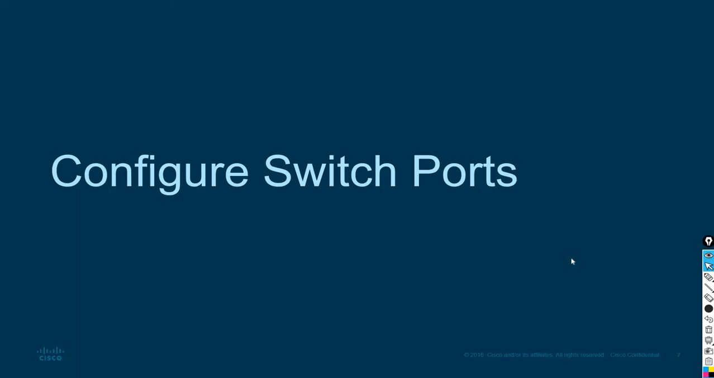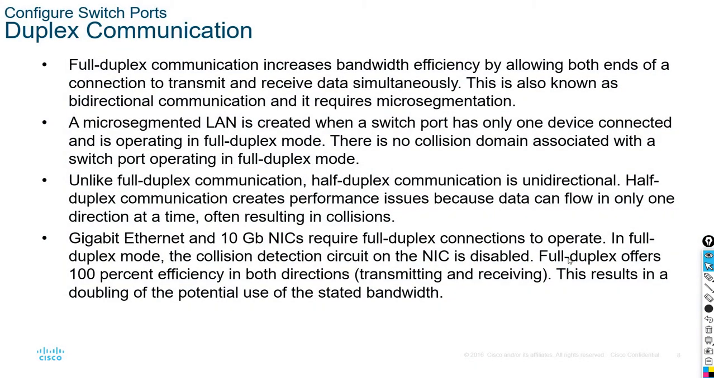Now let's configure the switch ports. Full duplex communication increases bandwidth efficiency by allowing both ends of the connection to transmit and receive data simultaneously. This two-way communication, also known as bidirectional communication, requires micro-segmentation. A micro-segmented LAN is created when a switch port has only one device connected and is operating in full duplex mode. There is no collision domain associated with a switch port operating in full duplex mode.